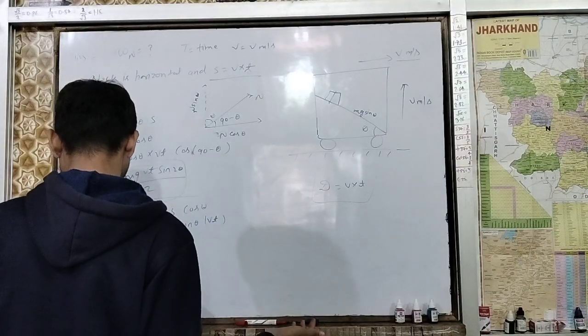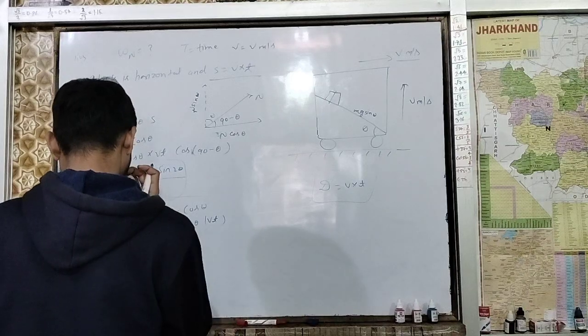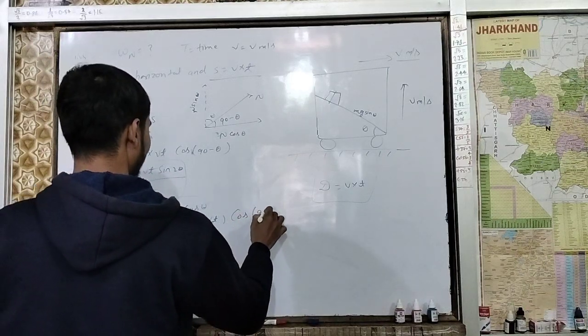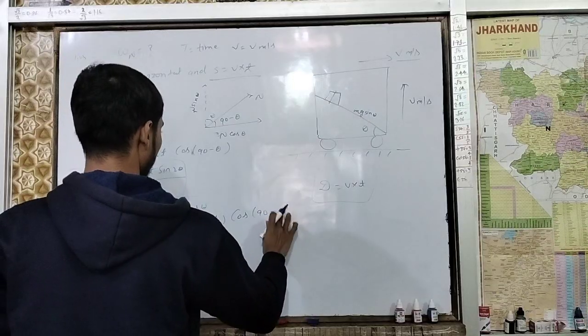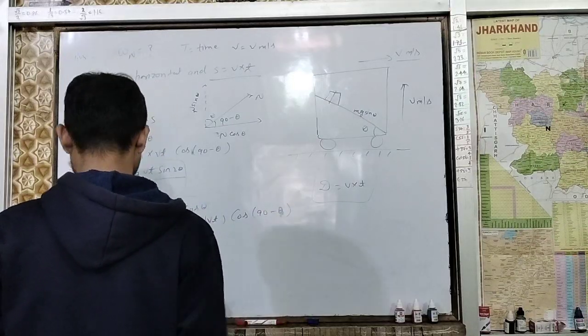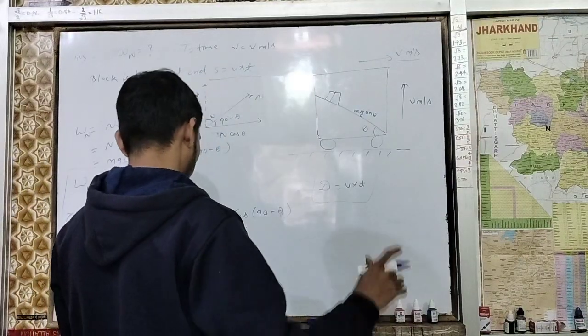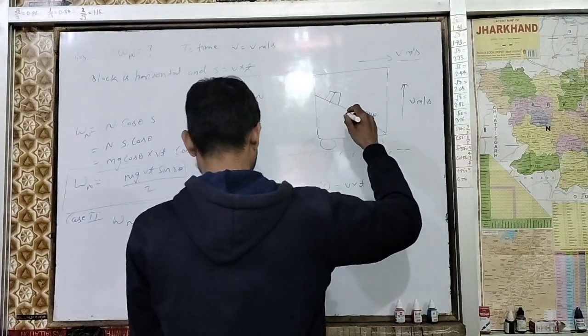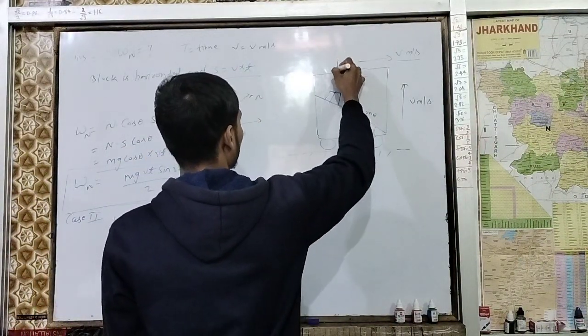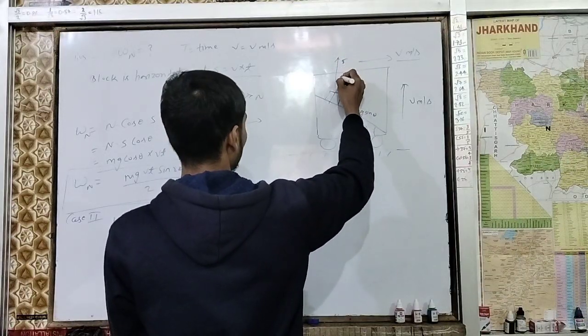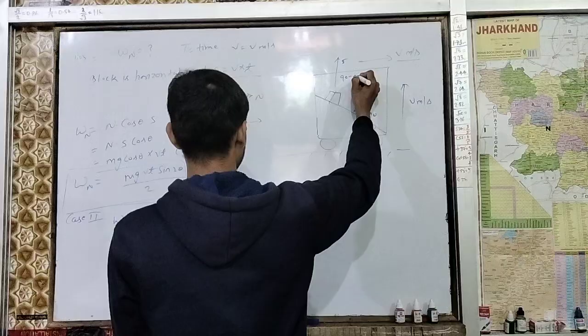Theta would be, cos 90 minus theta. Look at over here, let's analyze. Our displacement will be upward h and the angle is 90 minus theta.